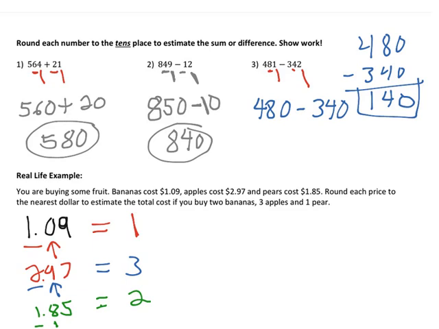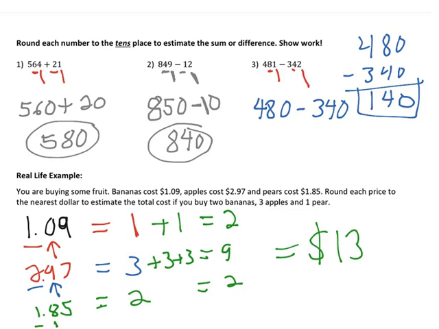So we have bananas first. We have a total cost of 2 bananas. So 1 plus 1 equals 2. We have 3 apples. So 3 plus 3 plus 3 equals 9. And 1 pear, so equals 2. And we're going to add these together. Let's do 9, 10, 11, 12, 13. So we're going to estimate, maybe I should make these squiggly, estimate around $13. All right. Nice thing is if you do this, it's easier to round up because then you'll definitely have enough money left over.